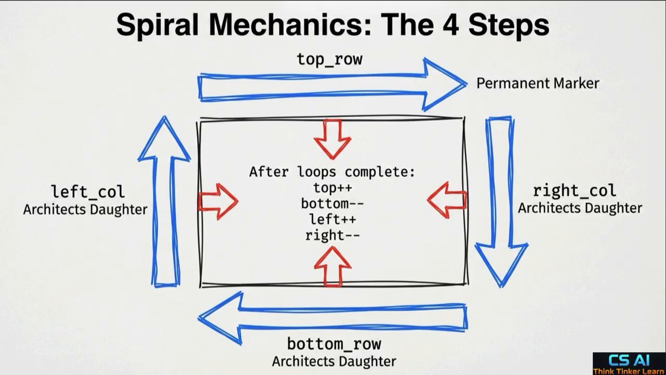How do we actually code that onion peeling? We use four steps. We define four pointers: top row, bottom row, left col, and right col. Top row: move from left to right across the current top. Once done, we increment top plus plus because the row is processed now.